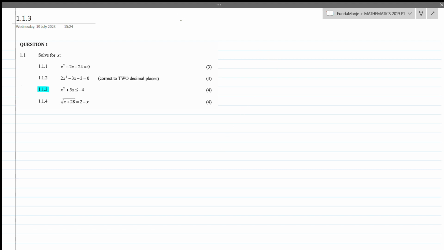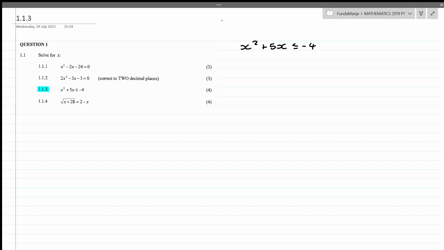1.1.3 is an inequality. So let's copy down the question first. We have x squared plus 5x is smaller or equal to minus 4. Now an inequality is different from an equation. With an inequality you have a broad range of answers, whereas with an equation you only have one or two definite answers that fit the equation.